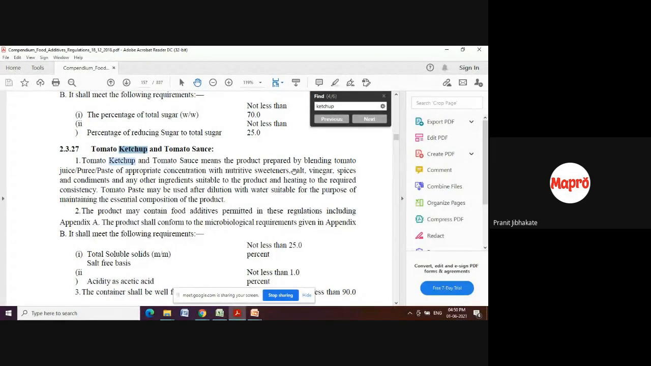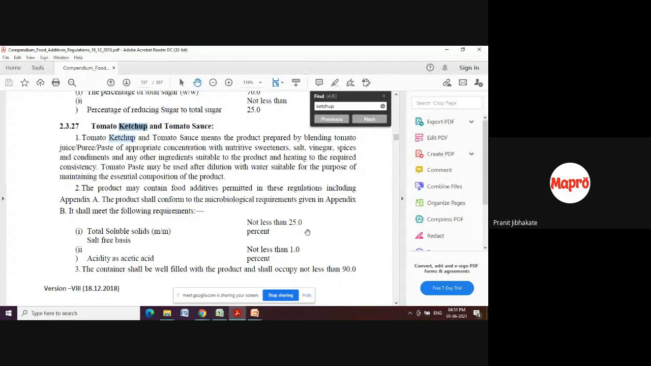Appropriate concentration with nutritive sweeteners, salt, vinegar, spices, condiments, and any other ingredients suitable to the product, and heating to the required consistency. Tomato paste may be used after dilution with water suitable for the purpose of maintaining the essential composition of the product. As per the definition, the total soluble solids should be not less than 25%. For jams, it was 65%. Acidity as acetic acid, not less than 1%. These two parameters are there in the definition of tomato ketchup.